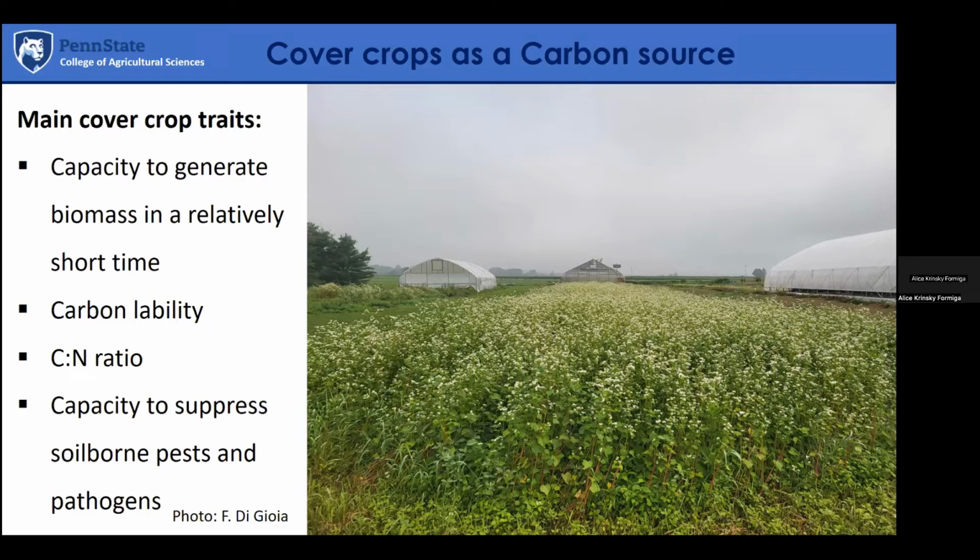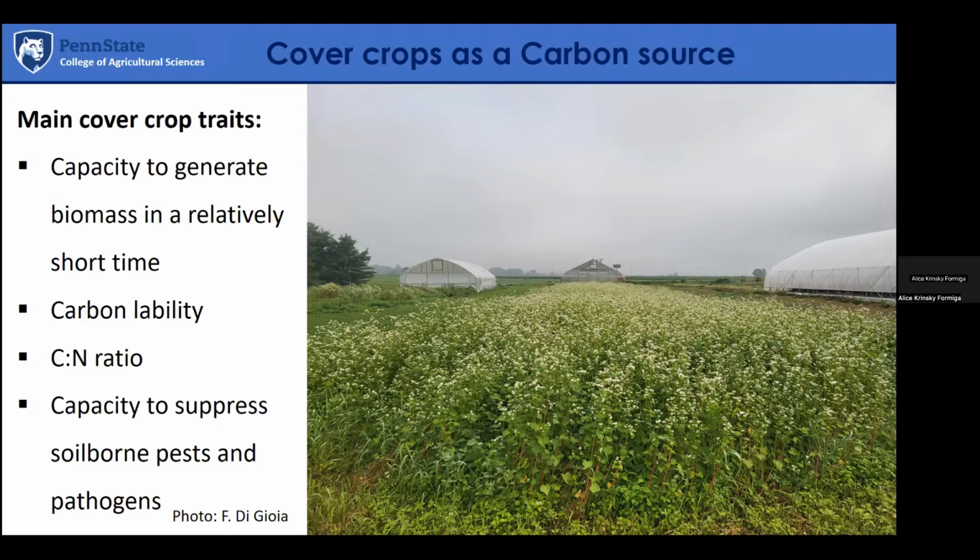One is the capacity to generate a lot of biomass, fresh biomass, in a relatively short time. And the case here of the buckwheat is that it's really a fast-growing cover crop that within 45 days, something like that, can really produce a lot of biomass.